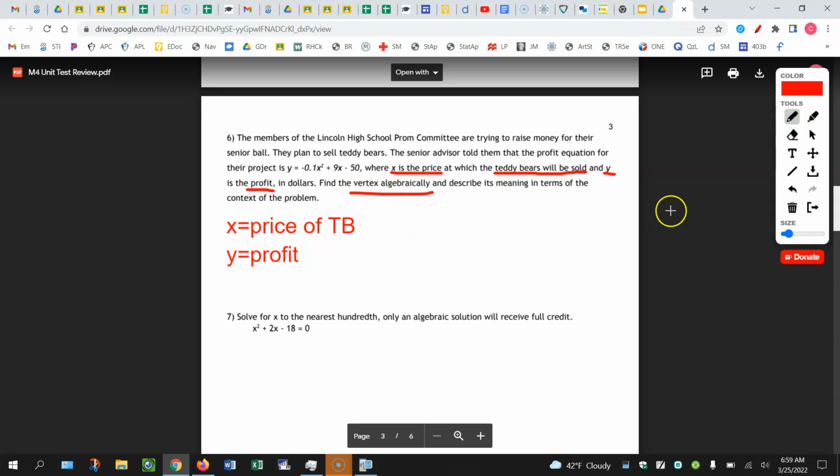So the formula we use to do that is X equals the opposite of B divided by 2 times A. And this is the first thing I'd encourage you to write down on your test. X equals the opposite of B divided by 2 times A. So here goes. So when we plug this in here, A is going to be equal negative 0.1. B is going to equal positive 9. C equals negative 50. We don't need it for this formula, so I'm not going to bother showing that.